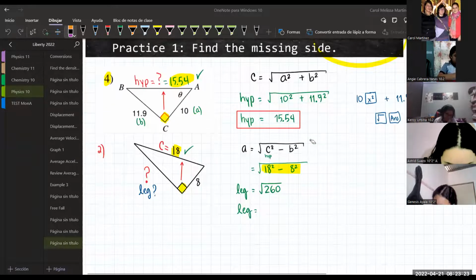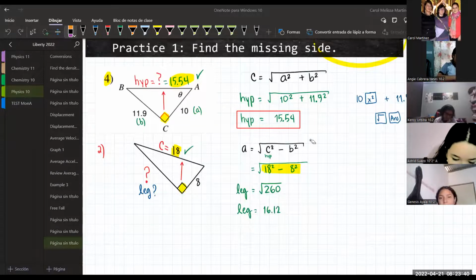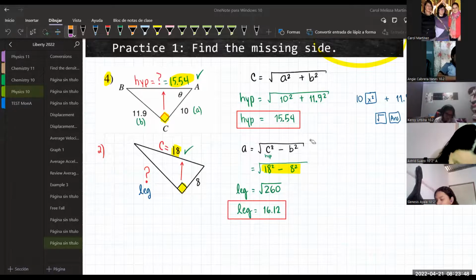Do you get 260? Yes. Okay. Now you apply the square root of your answer and you get 16.12. 16.12, and this is your final answer. The leg here is equal then to 16.12. Now we analyze if it makes sense.